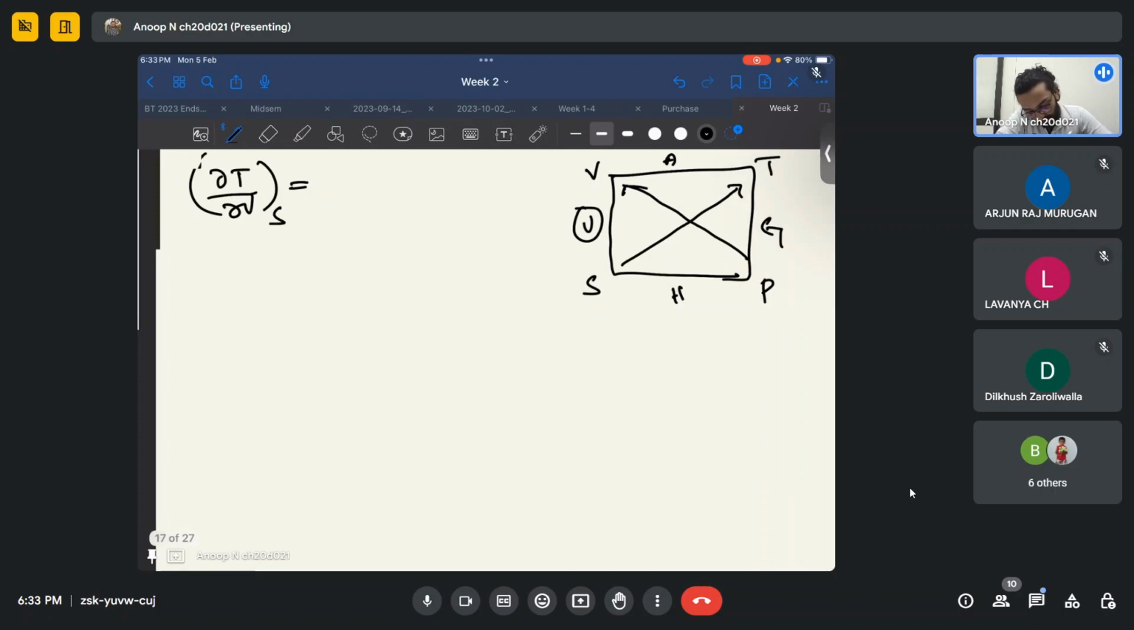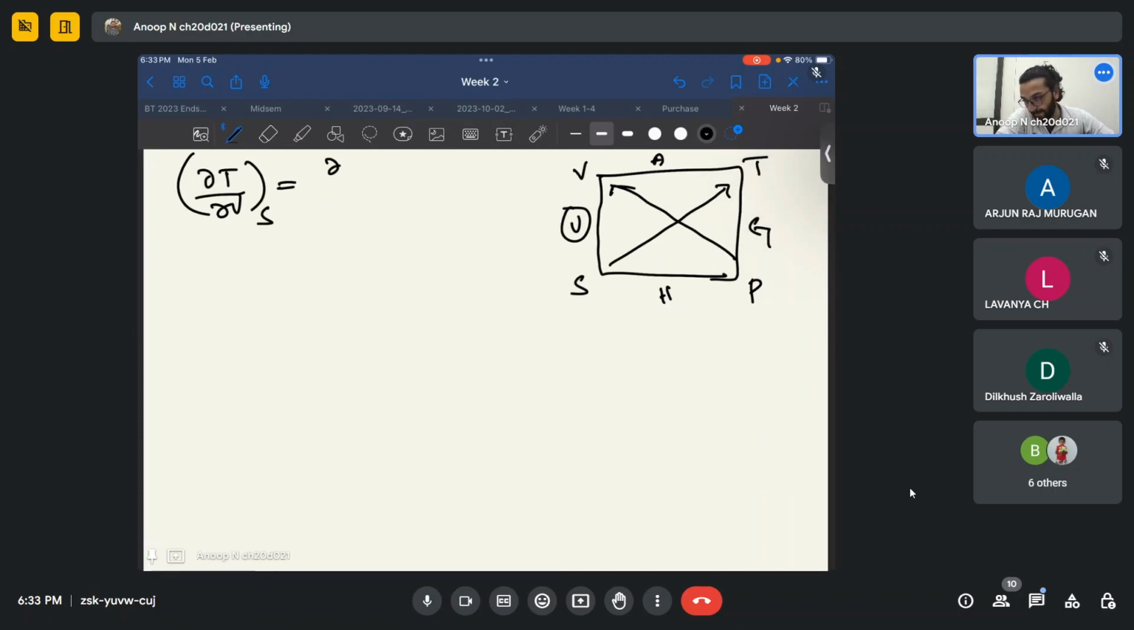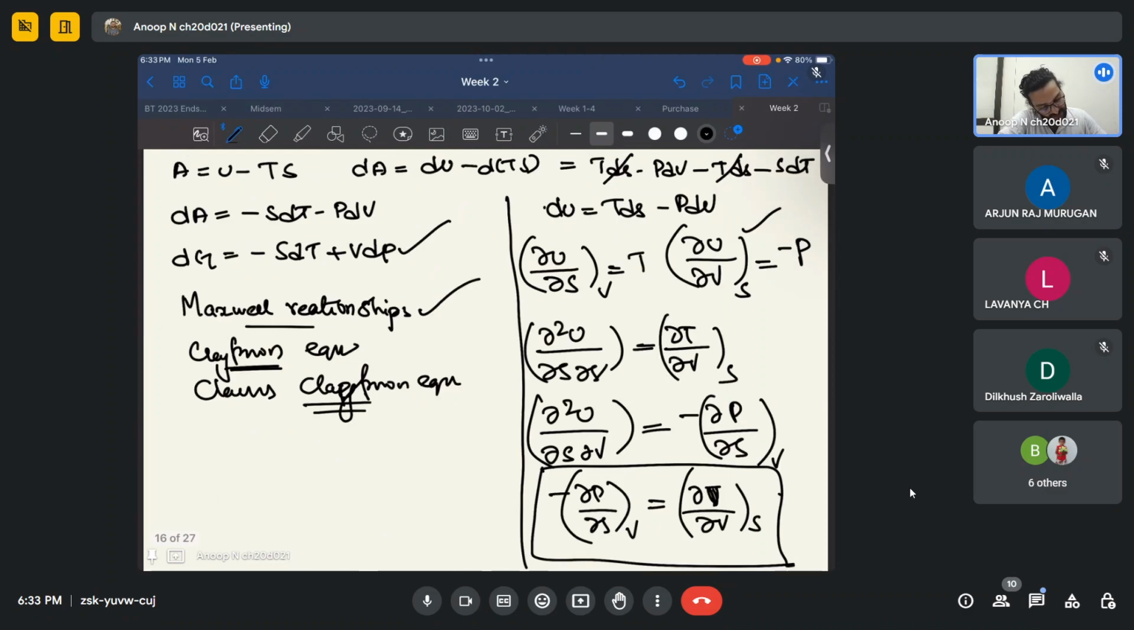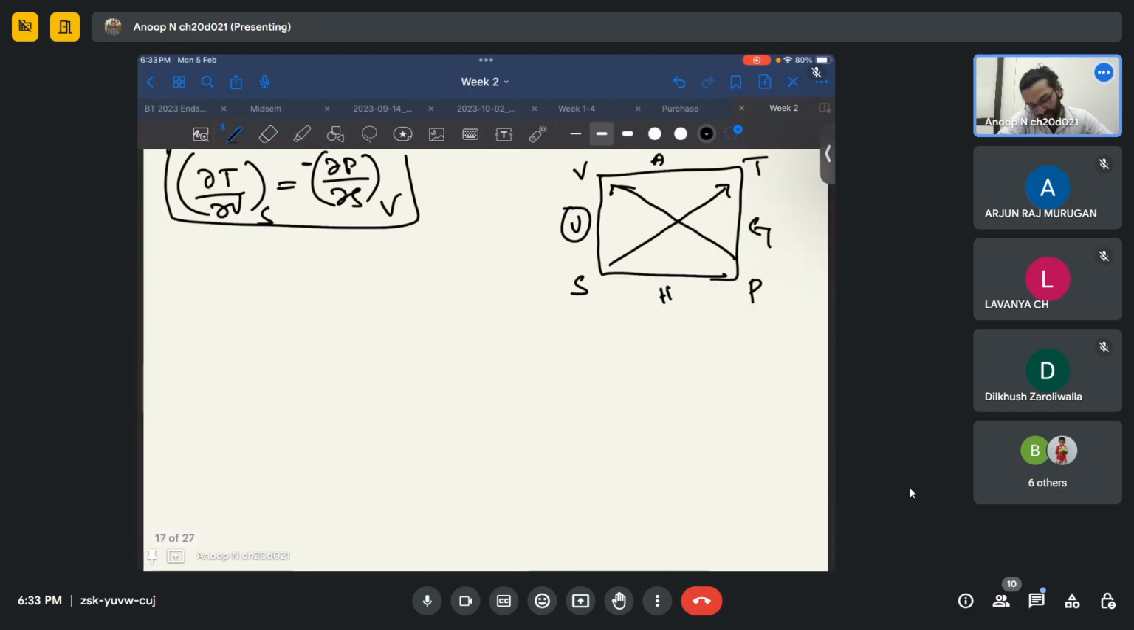So where we were, equal to (∂P/∂S) at constant V. Since it's pointing towards V, we'll put a minus sign. So you can see (∂T/∂V) at constant S equals minus (∂P/∂S) at constant V. That's how (∂P/∂S) at V is equal to (∂T/∂V) at S. So that's how we can easily write the Maxwell relations from this mnemonic diagram.